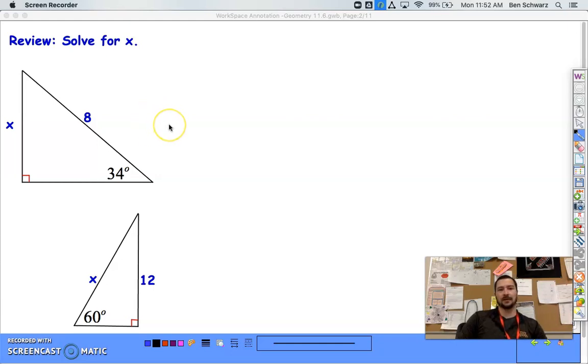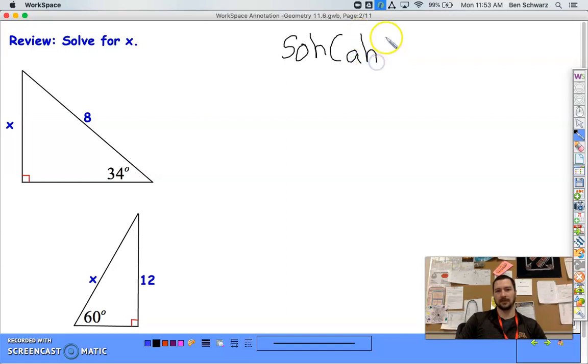What we're doing today is we're going to find areas of regular polygons. And to do that, we're going to have to be doing a little bit of sine, cosine, tangent today. So hopefully you remember how to spell SOHCAHTOA. See if I can remember how to spell it. So sine is opposite over hypotenuse, cosine, adjacent over hypotenuse, tangent, opposite over adjacent.